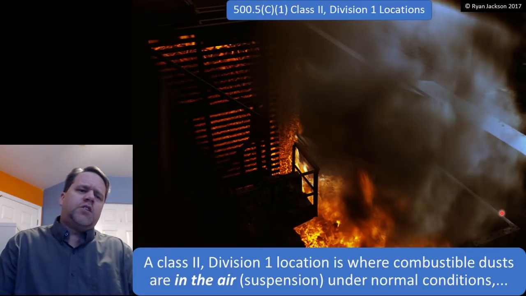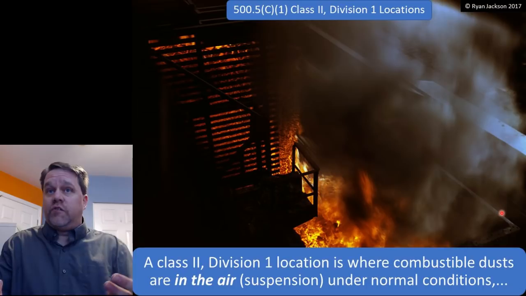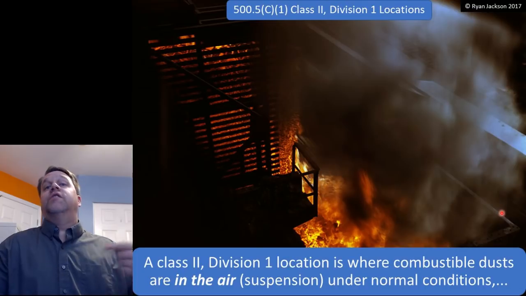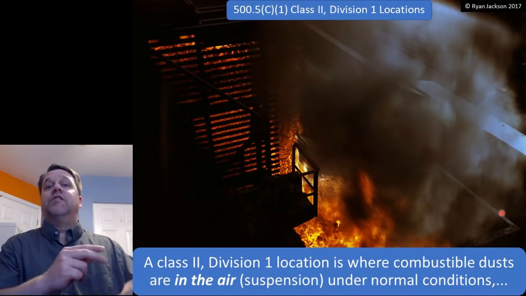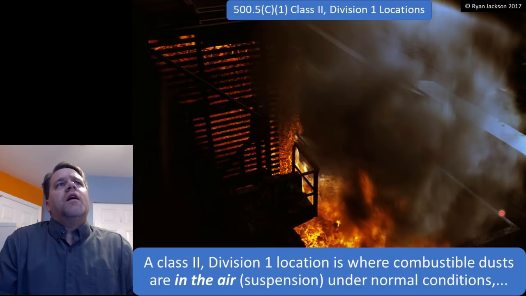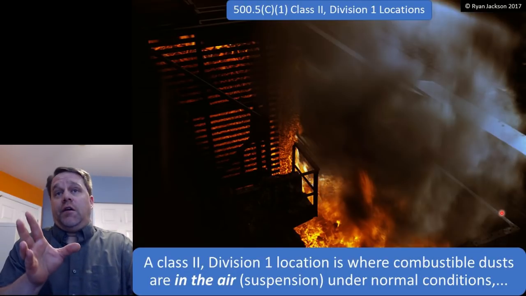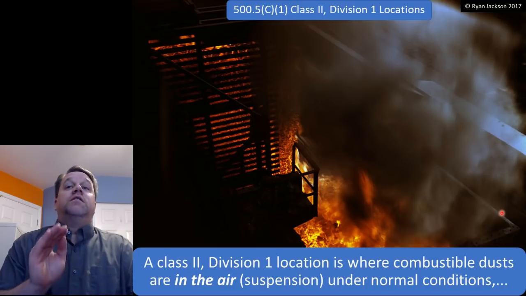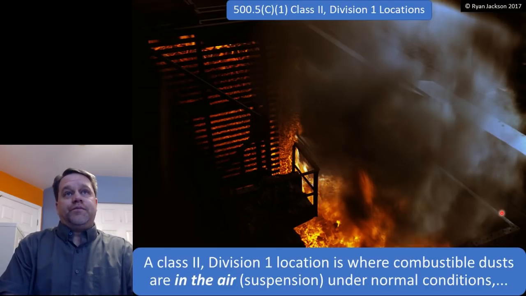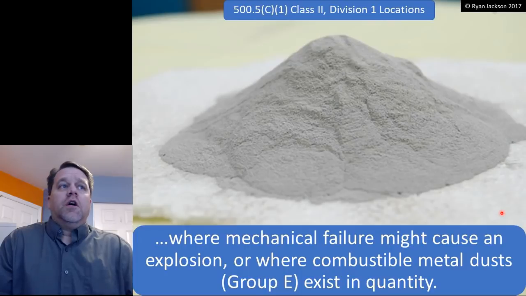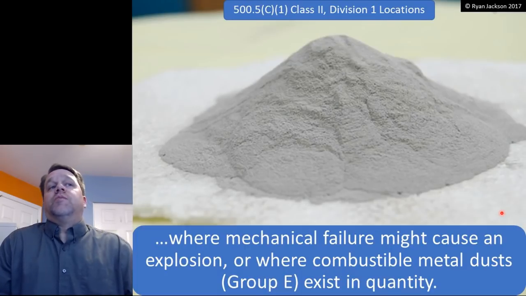And if that's the normal condition, then that's a Class 2 Division 1 location. So it's not so much that it takes one bad thing to cause a kaboom, like a Class 1 Division 1. And, of course, a Class 1 Division 2 is what? Takes two bad things to cause a kaboom, an accident plus a spark. A Class 2 Division 1 is different. Class 2 Division 1 is combustible dust suspended in the air under normal conditions. Dusts in the air are significantly more hazardous than dust accumulated on equipment. Class 2 Division 1 locations also include areas where mechanical failure could cause an explosion, or where combustible metal dust, Group E, exists in sufficient quantities.